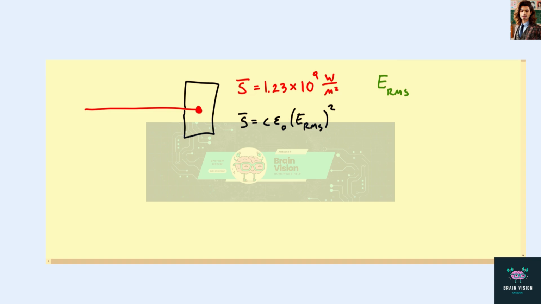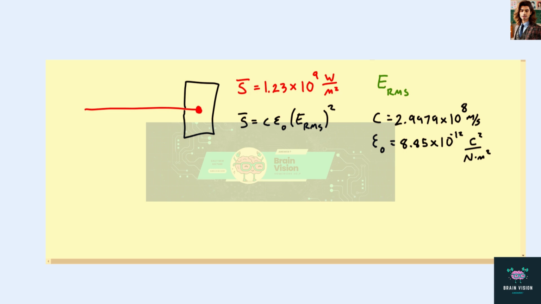Now, C and epsilon naught are just constants. The speed of light, 2.9979 times 10 to the 8 meters per second. And epsilon naught, the vacuum permittivity, 8.85 times 10 to the minus 12. And we've got units of coulombs squared per Newton times meter squared there. So all we need to do is start plugging these things in. We'll be able to solve for the ERMS.